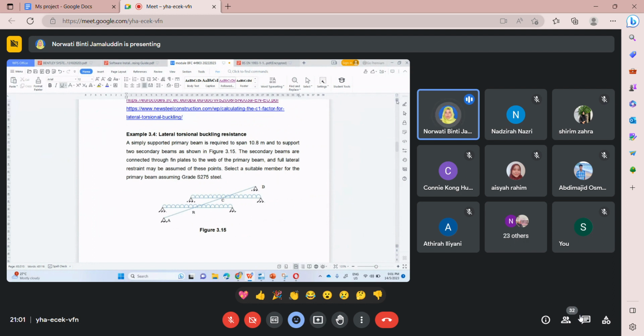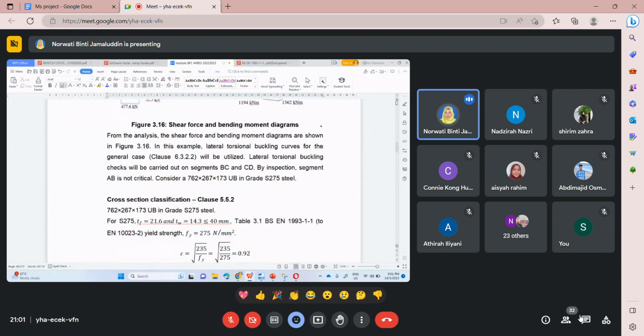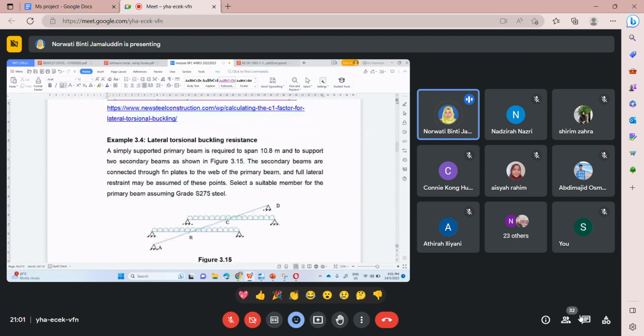Okay, so now we go to an example. I hope that by referring to the example, you can have a clear picture of what we have been discussing just now. For this example, we have one beam A to D, but at point B and point C, we have another beam that is connected to this beam. These two beams are connected at B and C.